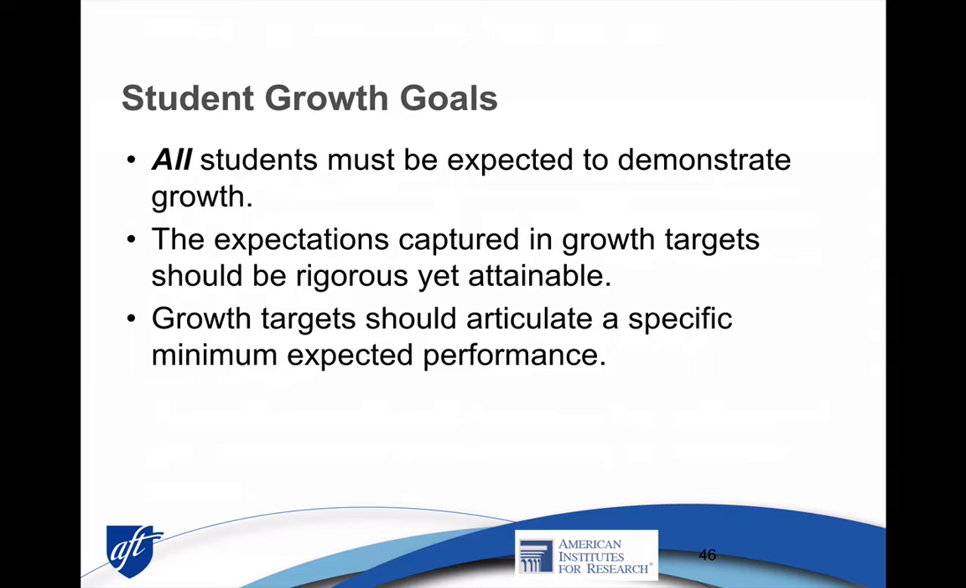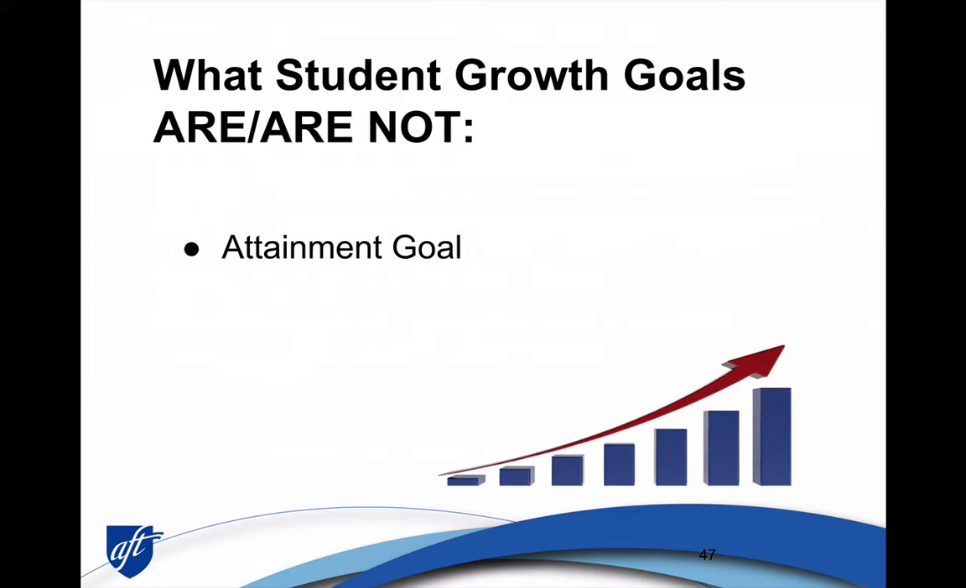When thinking about student growth goals, all students must be expected to demonstrate growth, so attainment is not enough. The expectations captured in your growth targets should be rigorous, yet attainable, and growth targets should articulate a specific minimum expected performance. Don't be confused by attainment goals, where students demonstrate some level of proficiency. With an attainment goal, a student may show no growth or even negative growth.